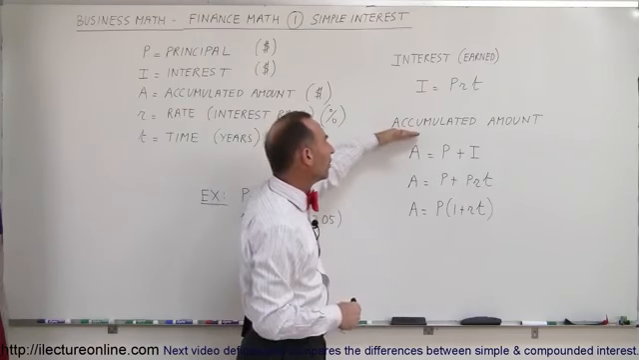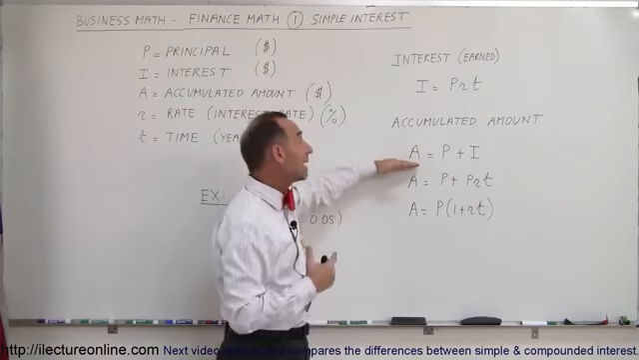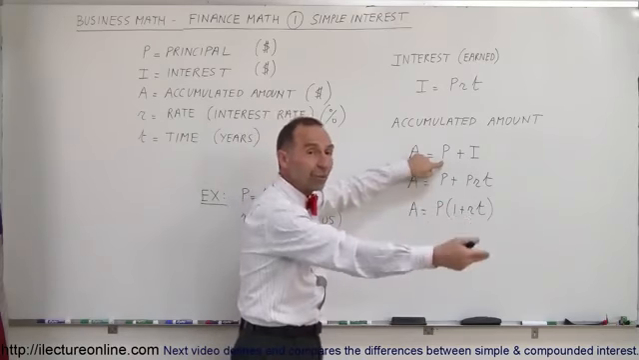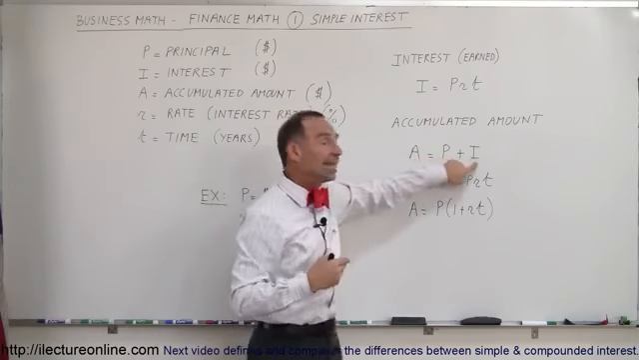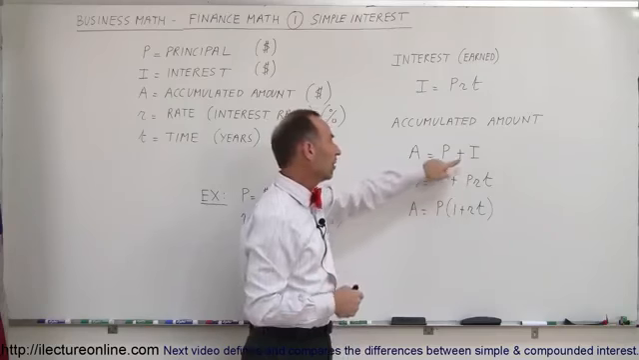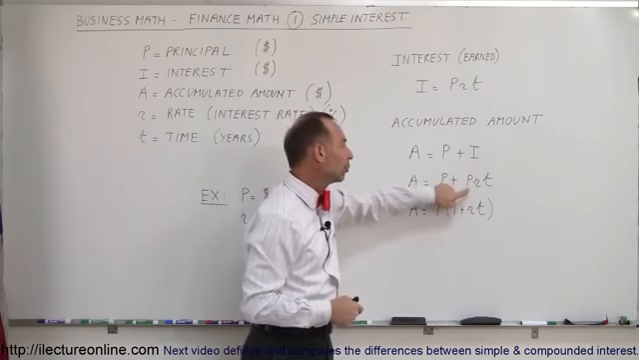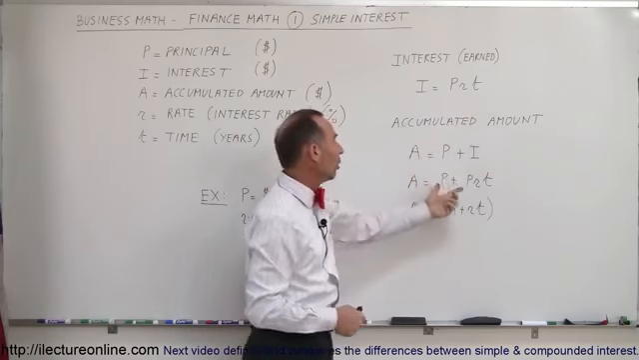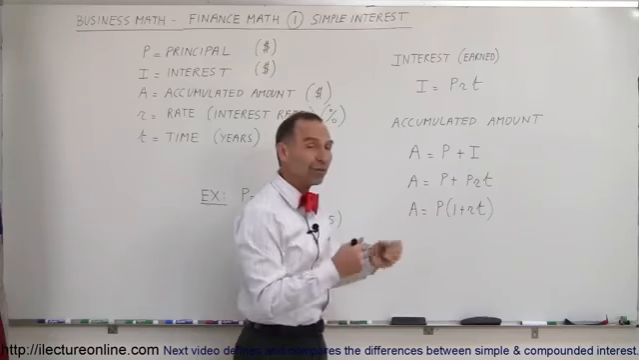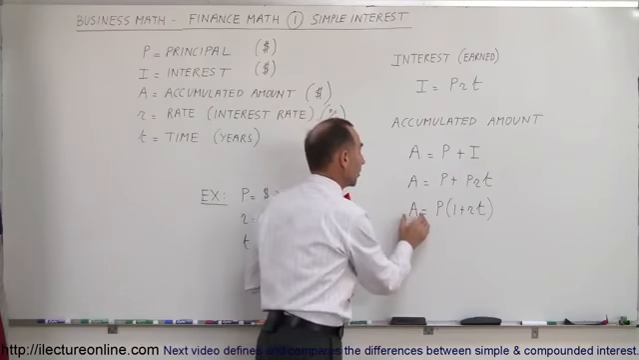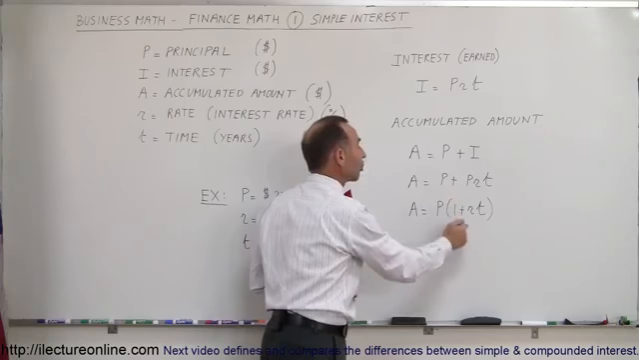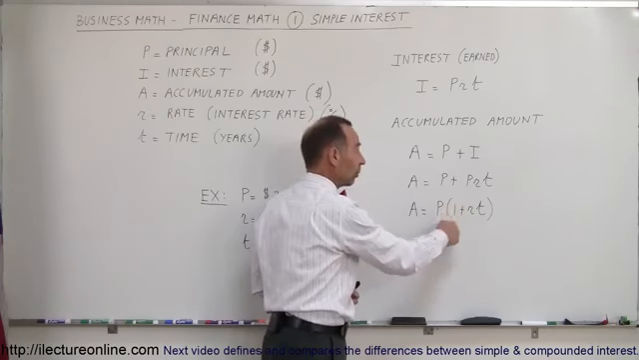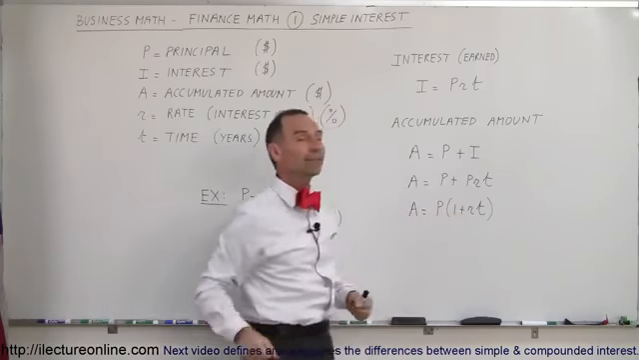The accumulated amount is the amount that you end up with at the end, which is equal to the principal you invested, which of course you'll get back, plus any interest that you earned. And since the interest that we earned is going to be equal to PRT from our definition, we can then factor out a P, the principal, so that means the accumulated amount will be the principal times the quantity 1, for the initial principal, plus the rate times the time.